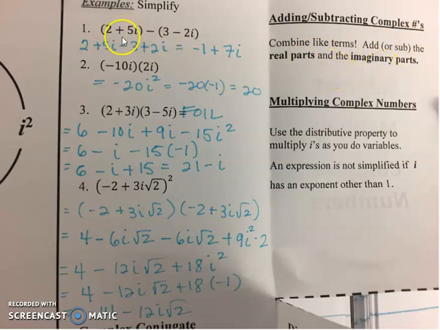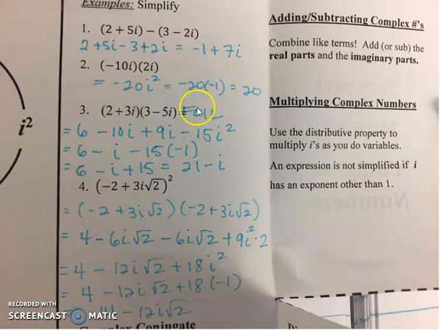So for example, 2 plus 5i minus quantity 3 minus 2i. The first thing I'm going to do is drop that parentheses by distributing a negative 1, so that it becomes negative 3 plus 2i. Positive 2 and negative 3 are the real part. That's part of my like terms, so I'll add those together to get negative 1. Positive 5i and 2i is part of my imaginary part, so I'll add those together to get 7i. So this value right here, when simplified, becomes negative 1 plus 7i.